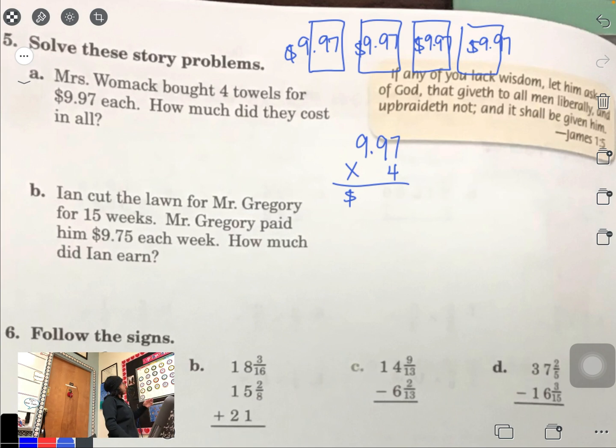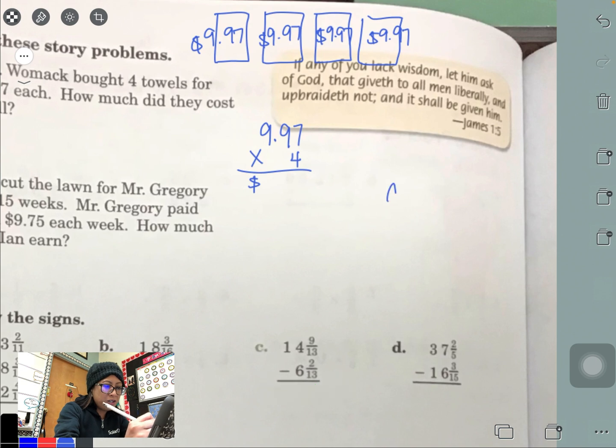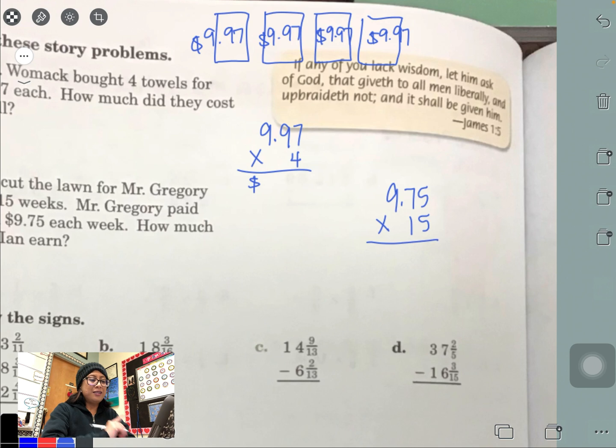$9.75 for this week, $9.75 for this week, $9.75 for this week. So that's 15 weeks. So instead of 9.75 plus 9.75 like 15 times, I'm going to do, I hope you heard it, $9.75 times 15. And that will help me determine how much he's going to get paid in 15 weeks. So you can do that on your own, all right?